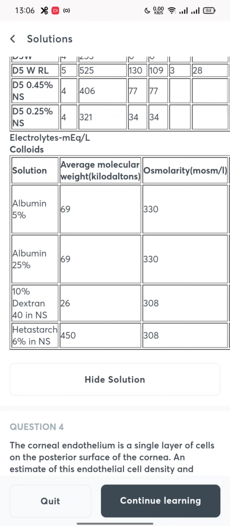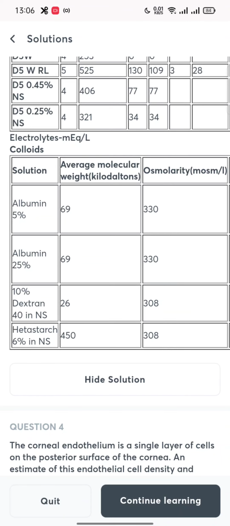So this is the colloid and there is a solution, average molecular weight in kilo Daltons, and osmolarity. So albumin 5% and albumin 25% both have average molecular weight 69, and osmolarity is also 330, equal in both albumin 5% and 25%.